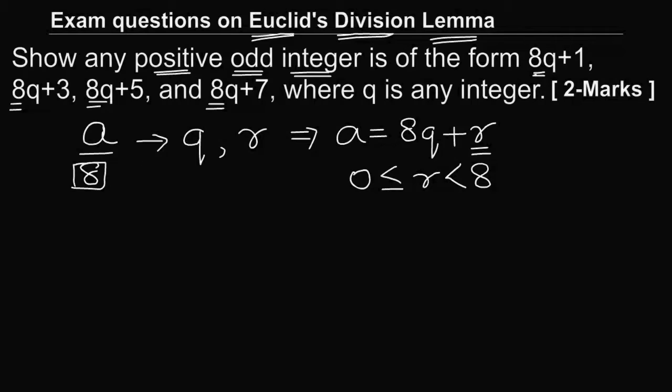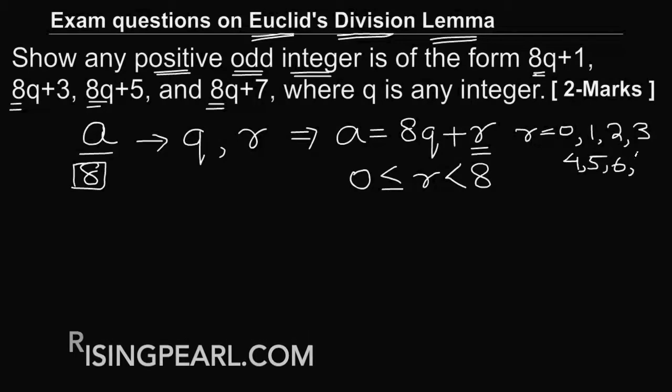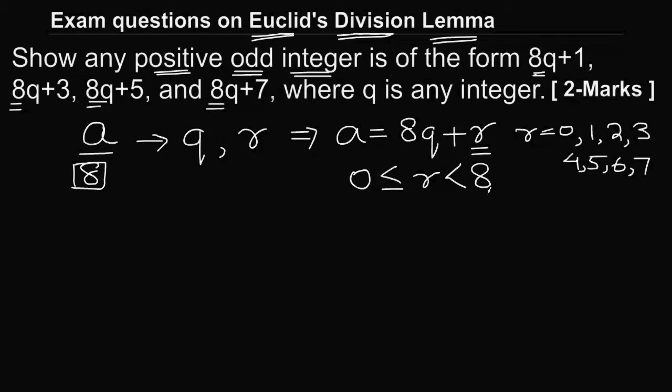I'm going to provide the link for Euclid's division lemma in the description box below. So what are the possible values of r? That means r can be 0, 1, 2, 3, 4, 5, 6, 7. It cannot be 8 because r has to be less than 8. So let's do one thing. In this equation, a equals 8q plus r, let's put each of the values and see what happens.